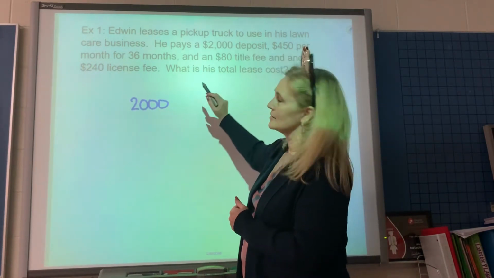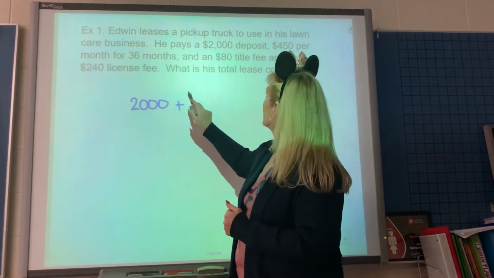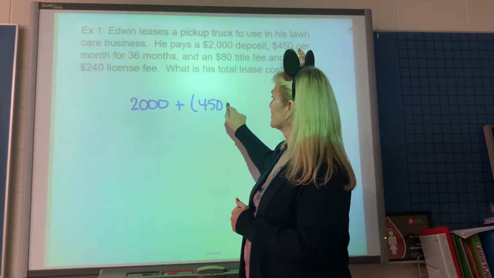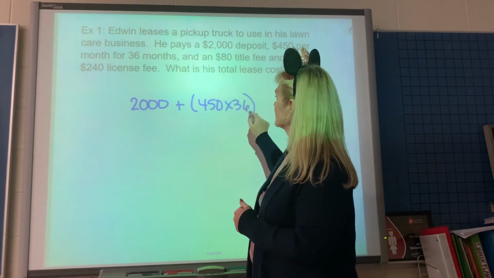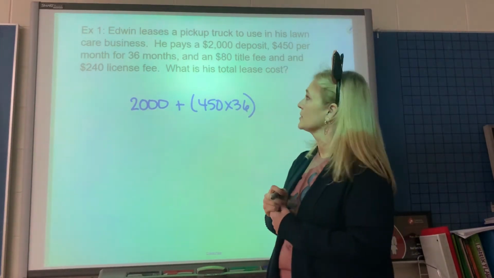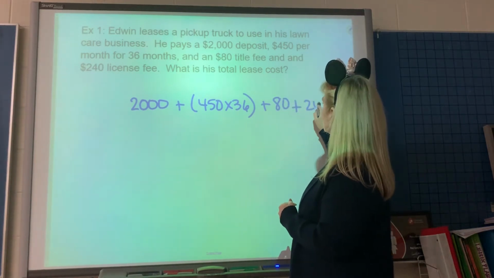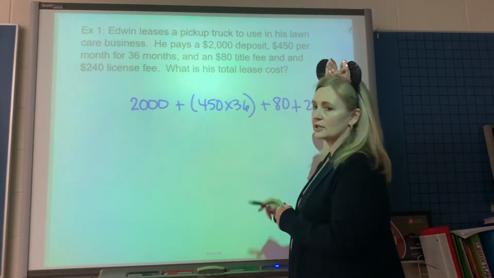$2,000 is the deposit. Usually you're going to have a deposit amount. Plus $450 for 36 months. That's your monthly payment for all 3 years. And you have to pay an $80 title fee and a $240 license fee. So let's figure out what that's worth.